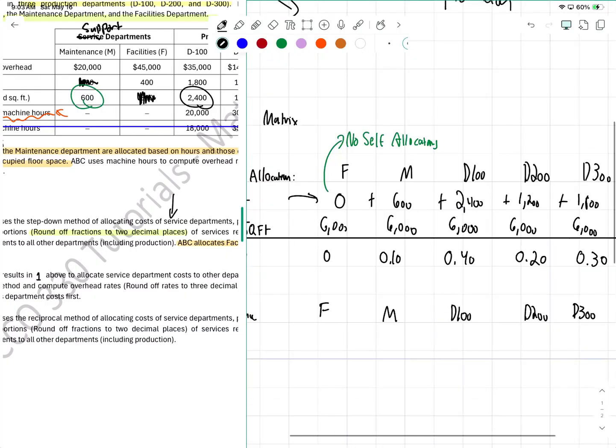And guys, this is basically how we do it. Basically, we're building our cost allocation board. We just allocate left to right. The first support department goes first. The second support department goes second.